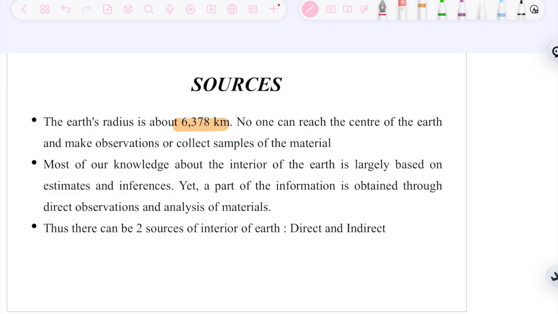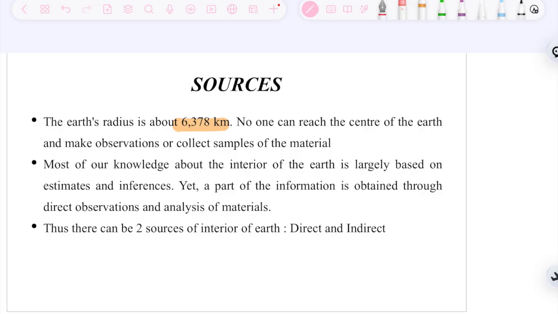Why? It is because the temperature, the density, and the pressure inside the Earth increase. Leave aside humans, even machines cannot reach the interior of Earth. The deepest point we are able to reach is only 12 kilometers. So think, out of 6,378 kilometers, we have only reached 12 kilometers. So how exactly will we understand the interior of Earth?